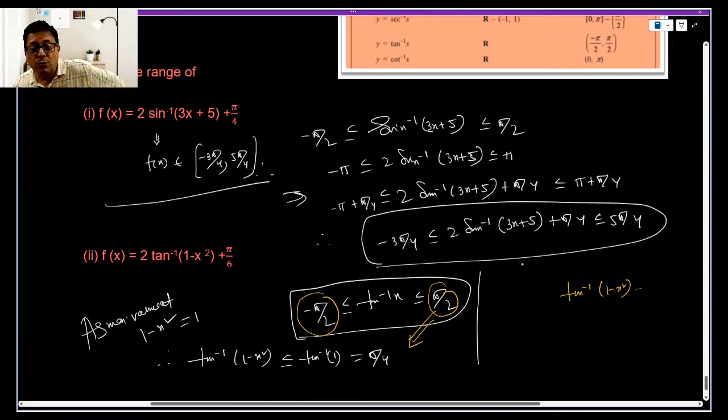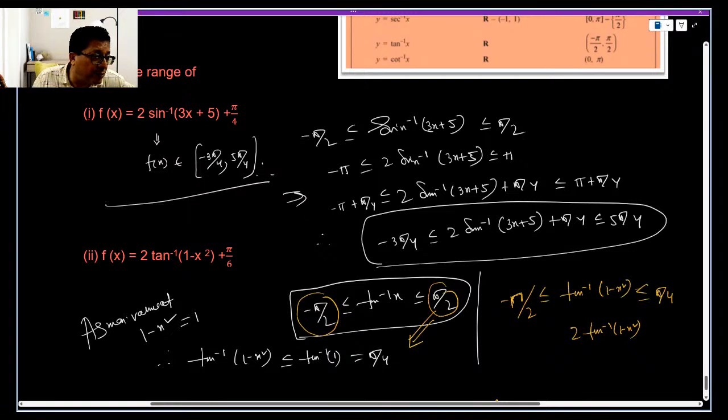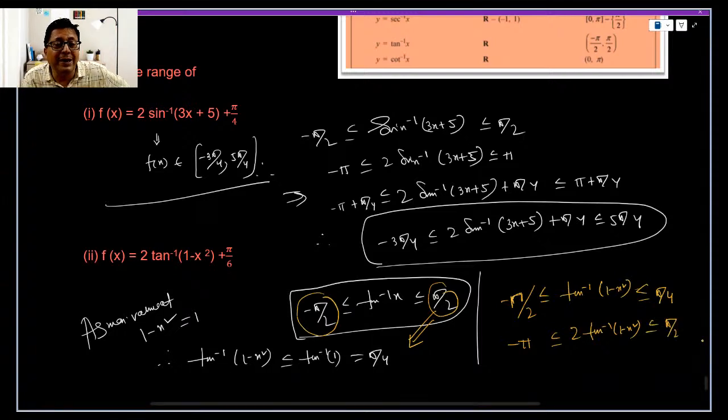So tan inverse of 1 minus x square is greater than or equal to minus pi by 2, less than or equal to pi by 4, isn't it? So 2 tan inverse of it is what? Remember, you are finding the range, I mean the whole value, not x. This will be greater than or equal to minus pi, less than or equal to pi by 2. But they have asked up to pi by 6.